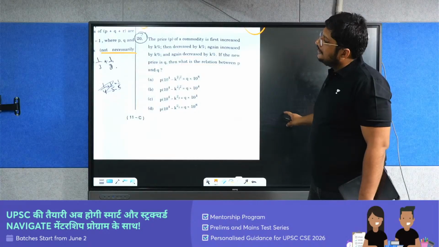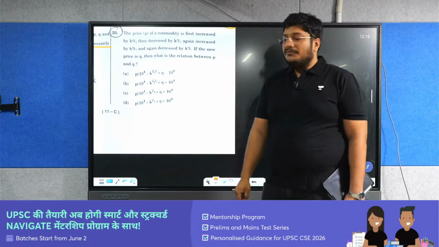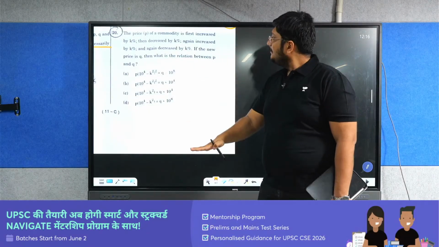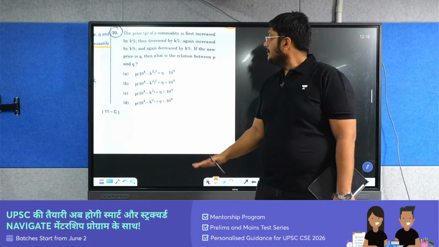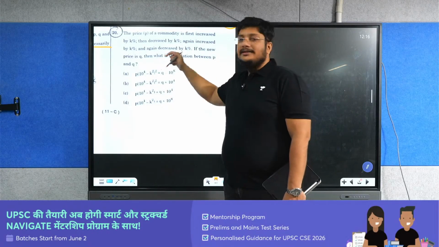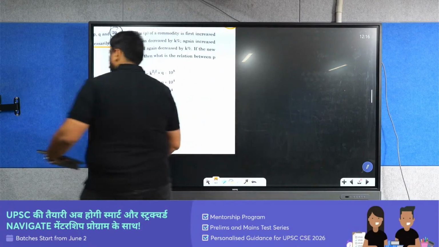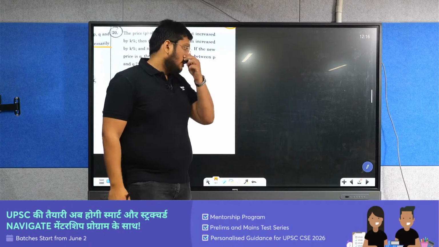A good question that has been asked this time. It says, the price of a commodity is first increased by K%, then decreased by K%, again increased by K%, then again decreased by K%. If the new price is Q, what is the relation between P and Q is something that we need to find. What we need to find is the relationship between P and Q. How are we going to do that?